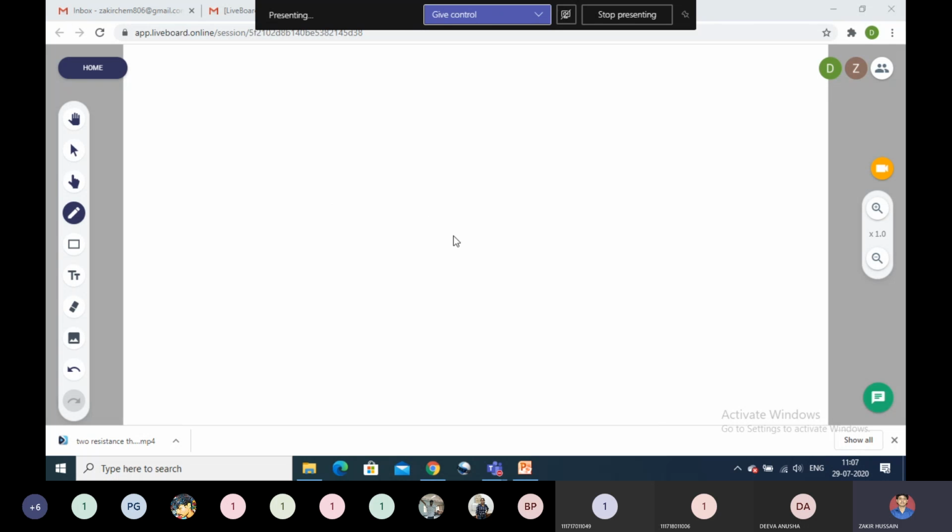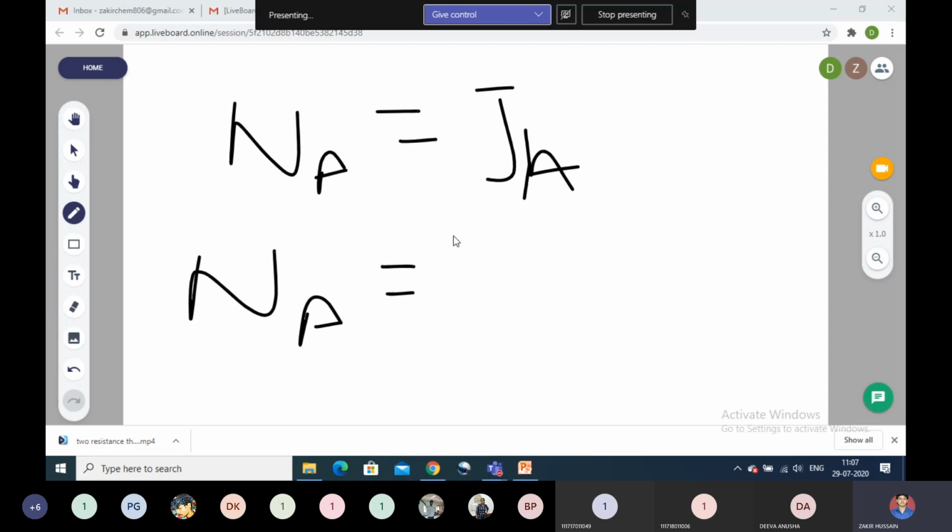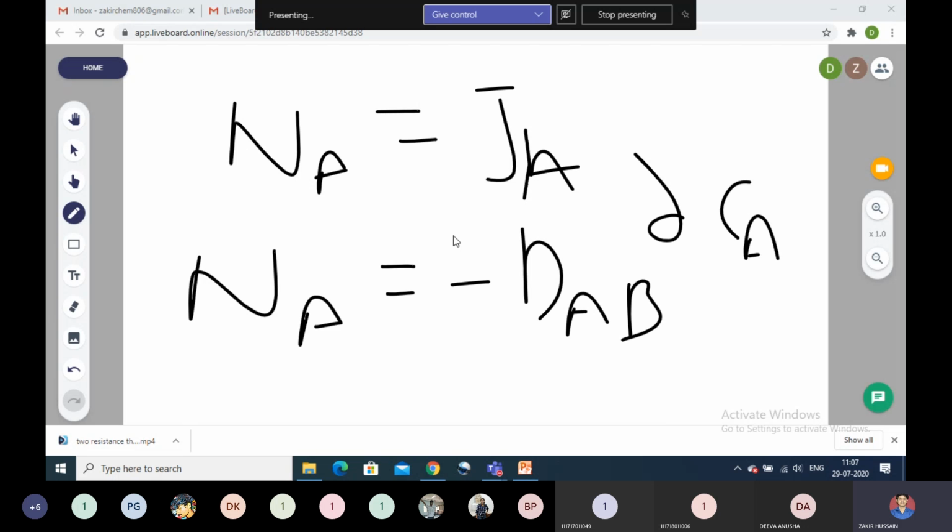Okay. See, I think the concentration terminology is okay. From the individual film theory we already wrote. So from the film theory, we can say NA is equal to JA. Now what is JA? JA is nothing but the flux from Fick's first law of diffusion. NA is equal to minus DAB dou CA by dou Z. This is Fick's first law of diffusion.